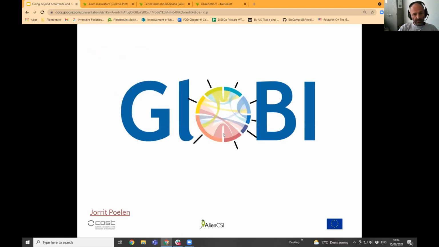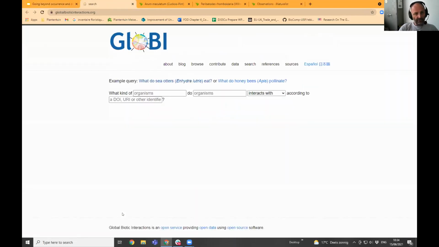So let me just take you to Globi. This is a global biotic interactions database, which is just a big global aggregator, and it's run by Jorrit Polen. It just links lots of different data.